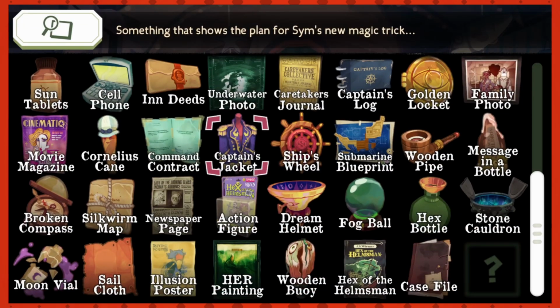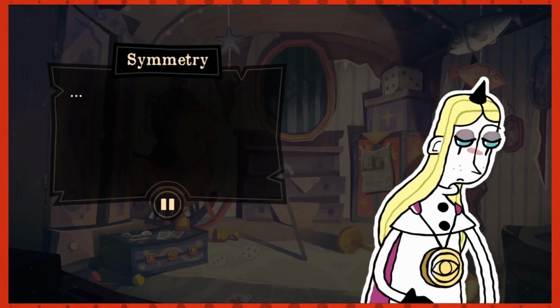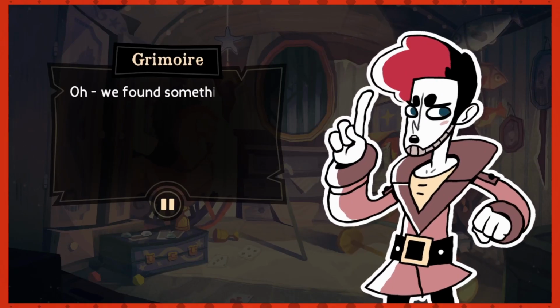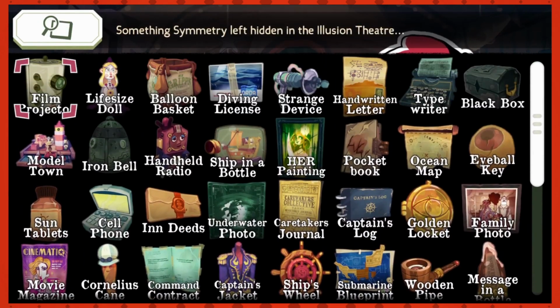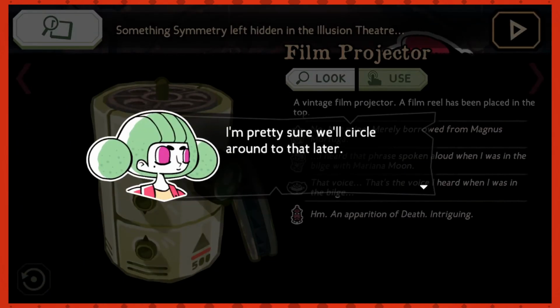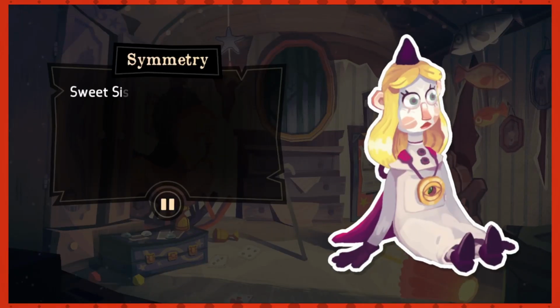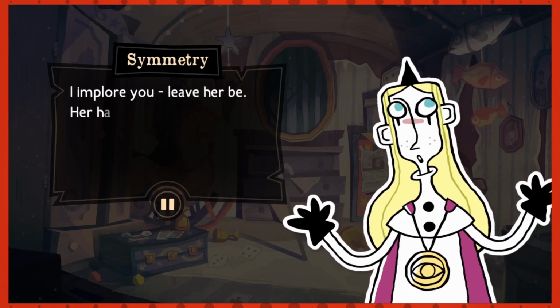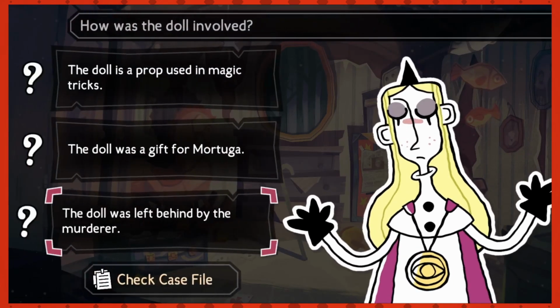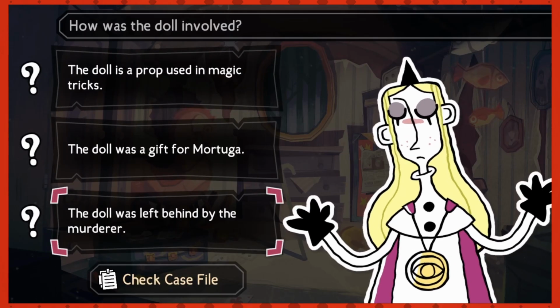Something that shows the plan for Sim's magic trick, well, the illusion poster. It's a poster for a magic act. Or a rough layout for a poster, anyway. Oh, we found something else, too. I'm pretty sure we'll circle around to that later. Okay. The doll, then. Sweet sister inanimate. Yeah, because the... I implore you, leave her be. Her hands are clean. Because the act involves the Grim Reaper swinging the scythe and popping off her head.